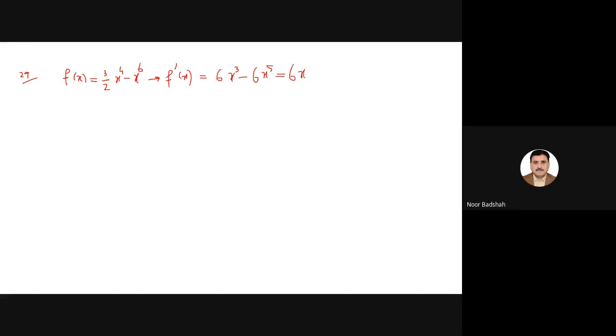6x cube can be taken common out of it, we get 1 minus x squared, which could be factorized as 6x cube, 1 minus x, 1 plus x. So critical points are in this case zero, minus one, and plus one. Because this derivative will be zero when x is zero, it will be zero when x is one, it will be zero when x is minus one. So we go for sign pattern.